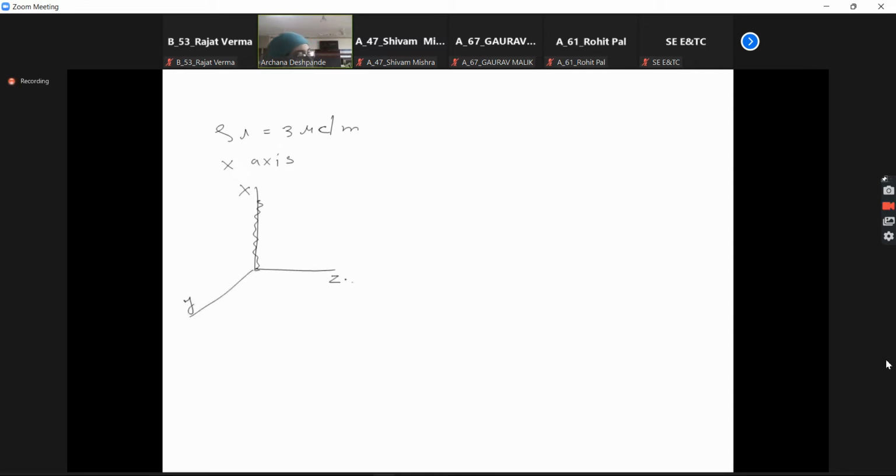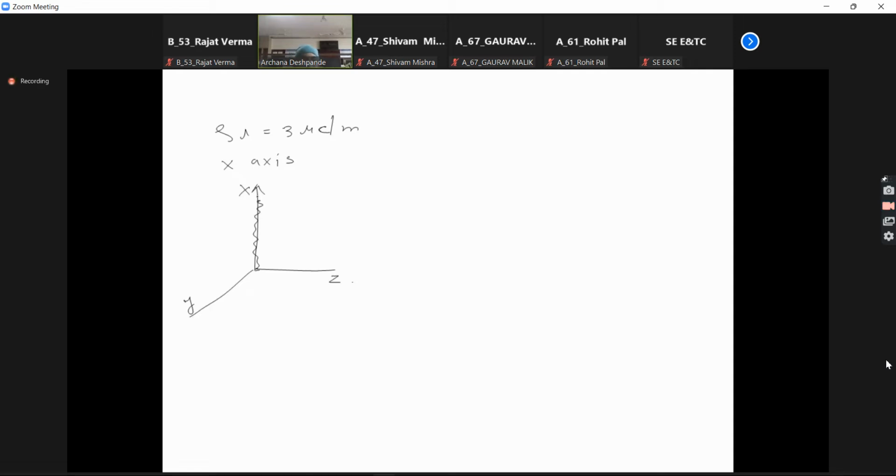What flux crosses a spherical surface centered at origin with r equal to 3? A uniform line charge with rho L equal to 3 microcoulomb per meter lies along the x-axis.